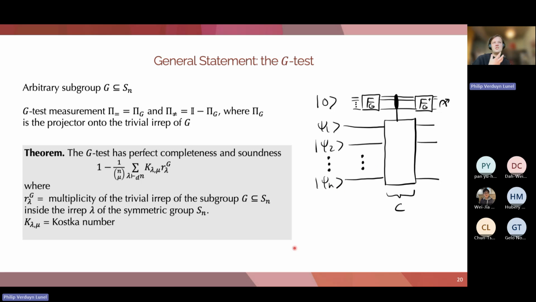So when you generalize the statement I made before, where this permutation test is optimal, you can consider how well other tests perform. So this cyclic test, like I said before, or this other swap test. You can write down the statement for a general group G, where you have a G test measurement, where your pi equal is this pi G, where you project onto the representations of this group. And then you get a representation theory quantity here. I won't go into it; it's a difficult thing. But in order to know how well your test works for a specific group G, you want to compute these two quantities. This is in general a very hard thing to do. But in case your group is, for example, the cyclic group, you can compute these things. Or when it's the group of all possible permutations, you can also compute these things.